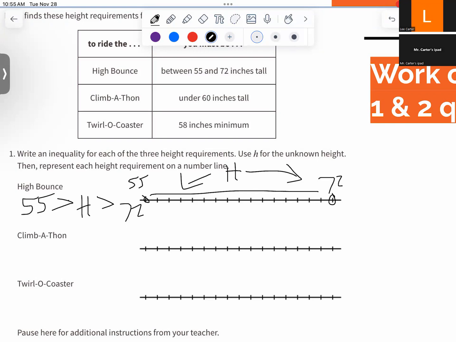All right, climathon, you have to be under 60 inches tall. So height has to be less than 60. So that does not include 60, but it could be anywhere over here. Okay, 59, 58, 57, etc.